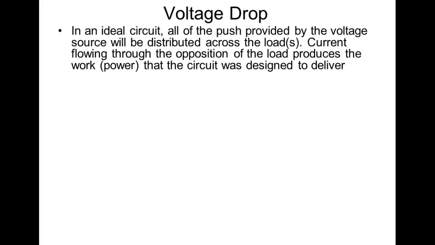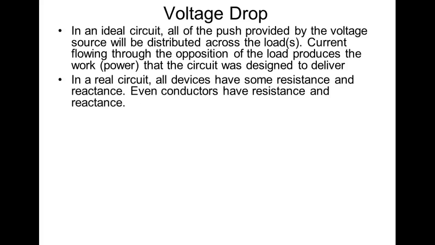In an ideal circuit, all the push provided by the voltage source will be distributed across the loads. Current flowing through the opposition of the loads produces work that the circuit was designed to deliver. So we don't get work unless we have current flow. And that current has to flow through a load, right? In a real circuit, all devices have some resistance and some reactance. Even conductors have resistance and reactance.